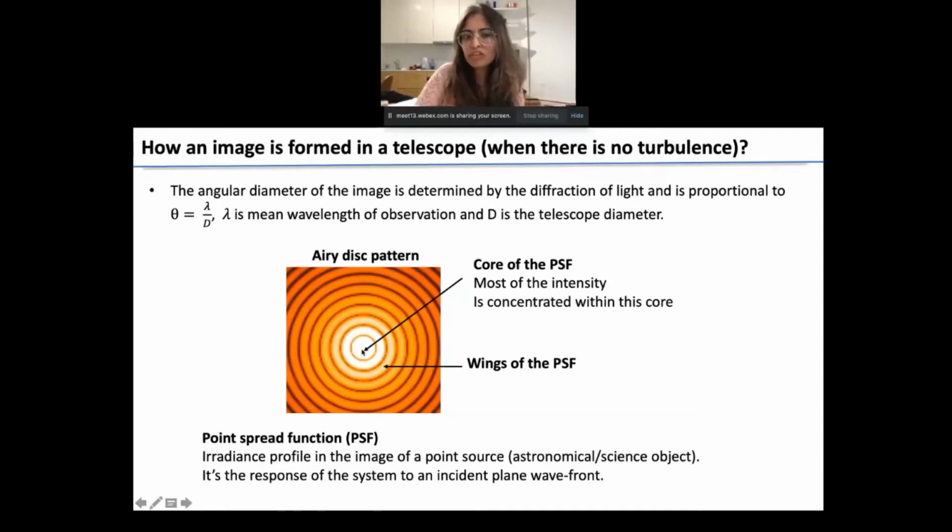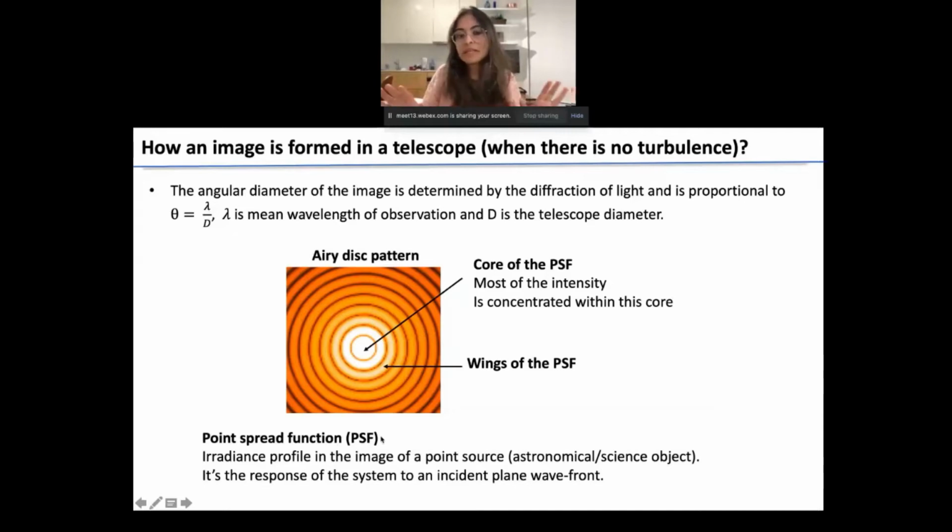So basically, this is the star image that you get, and the angular diameter of the image that you see on your detector is determined by the diffraction of the light, which is actually equal to lambda over D. D is the diameter of the telescope, and lambda is the wavelength at which you're observing your system. Okay, so I'm going to talk about the PSF.